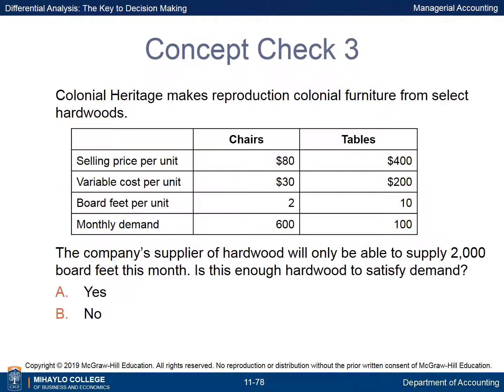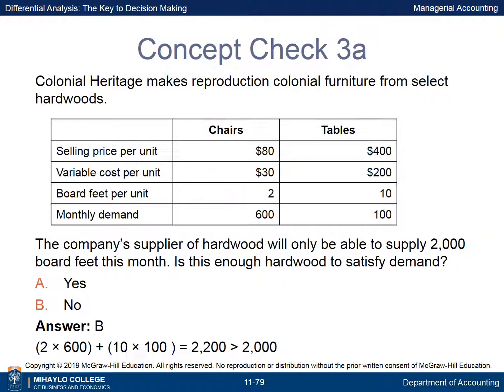Colonial Heritage makes reproduction colonial furniture from select hardwoods. The company's supplier of hardwood will only be able to supply 2,000 board feet this month. Based upon the information provided, is this enough hardwood to satisfy demand? No. Colonial Heritage needs 2,200 board feet to satisfy its demand.